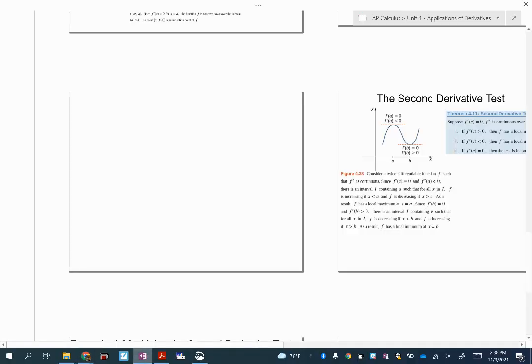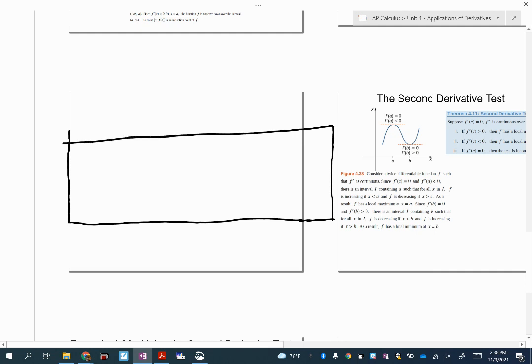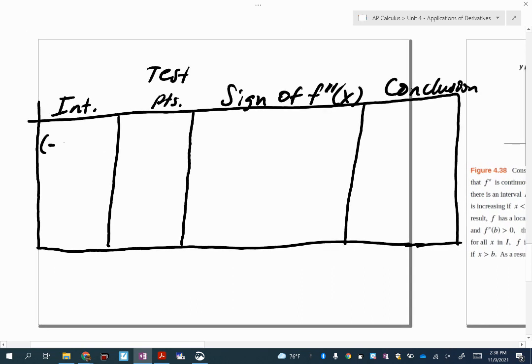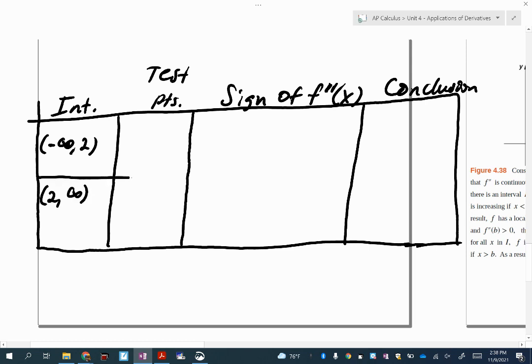Now this is very similar to the table that we made before, right? It doesn't need to be as large because we only have 2 intervals that we're testing. But essentially, I'm going to be looking at my interval. Then I have my test points. Then I have my signage. But again, this is going to be the sign of the second derivative now, so a little bit different. And then our conclusion. All right, so my intervals are negative infinity to positive 2 and 2 to infinity.